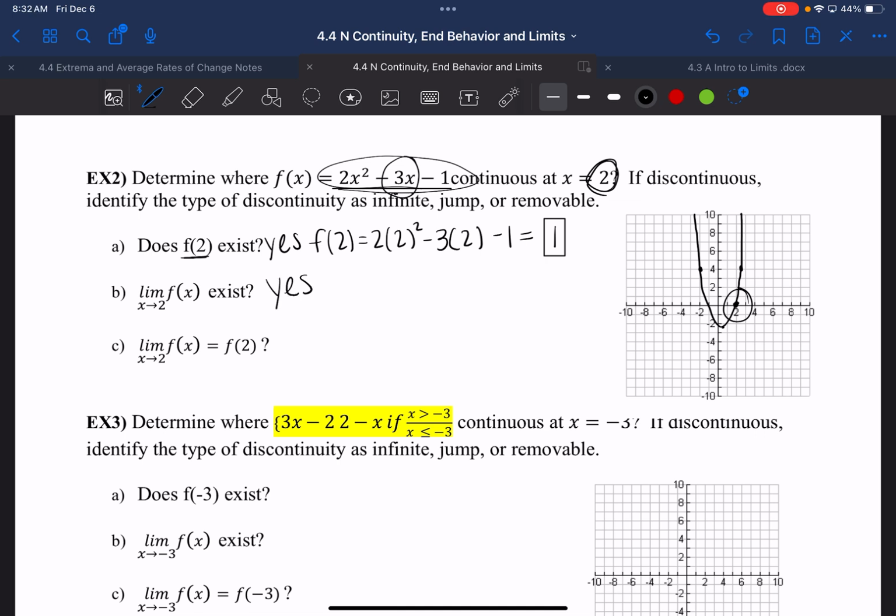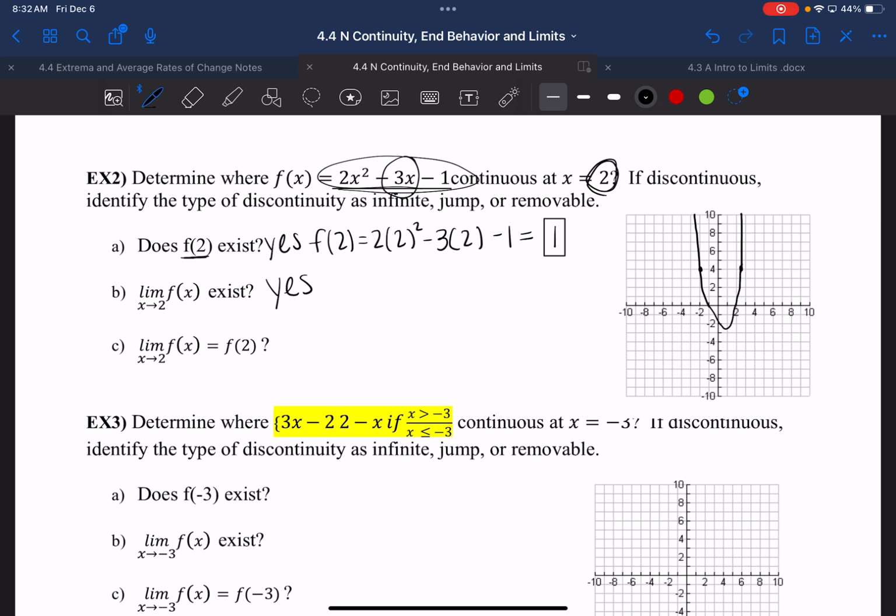Now, I made a rough sketch, so my point may not be exact there. They ask if f of 2, I do apologize, I plotted that a little bit low. So again, I'm just giving you a rough sketch here. So it looks something like this.